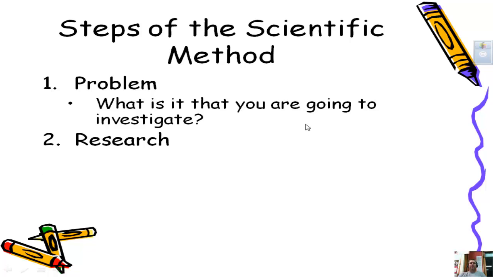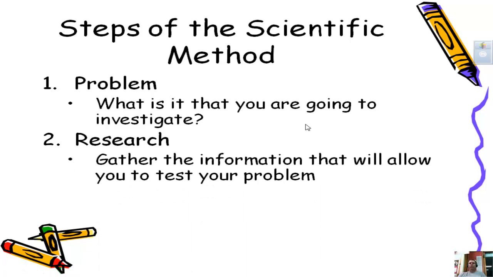The second step is research. With research, you're gathering the information that's going to allow you to test your problem. There are two types of research. Pure research is done just for gaining knowledge. If something interests you, you read about it or look at it. Then there's applied research. Just like the word apply means, you're looking to actually solve something. It's done specifically to solve a certain problem.